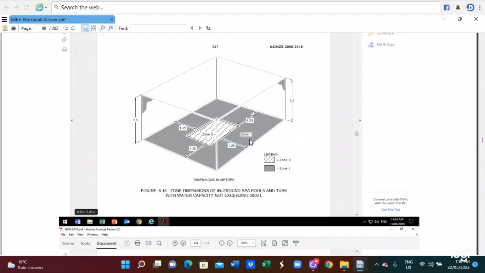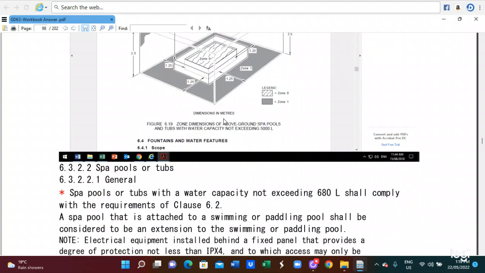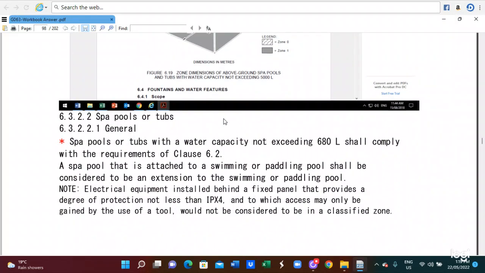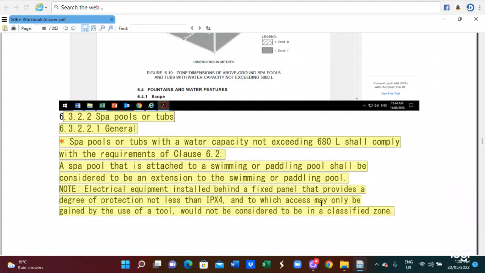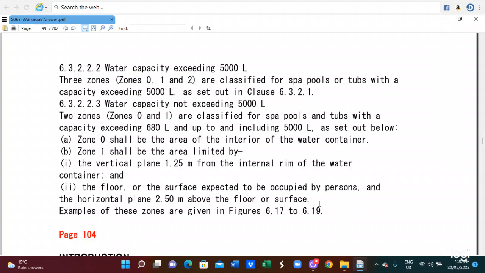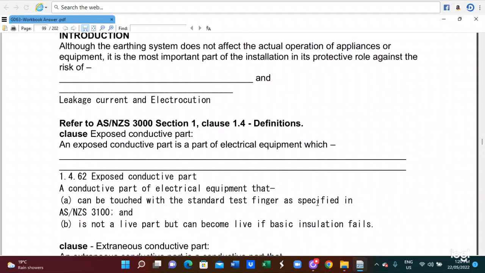Also, figure 6x18 gives the zone dimensions, or the ground sparkle, you can also refer to this one. So 6x2x2x2 covers the spa or the tubs. The spa and tubs, you have to read through this clause on how the spa and tubs, water capacity and also the other system.